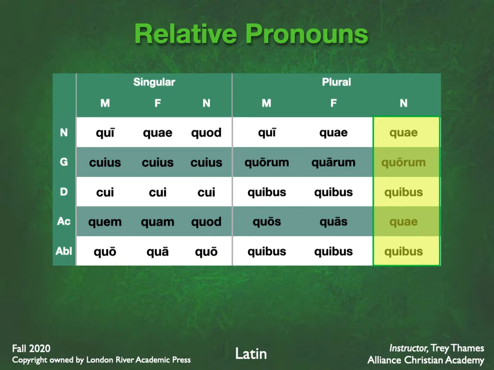Qui, quae, quod, cuius, cuius, cuius, cui, cui, cui, quem, quam, quod, quo, qua, quo. And then in the plural, you go down: qui, quorum, quibus, quos, quibus; quae, quarum, quibus, quas, quibus; quae, quorum, quibus, quae, quibus. You do need to note the use of the word quae here is nominative feminine singular, but you also see it in the neuter nominative plural as well as the accusative neuter plural. So you're just going to have to determine by context if this is feminine or neuter, nominative or accusative. You're just going to have to work through that. So that's your relative pronoun chart. You're just going to have to memorize it.